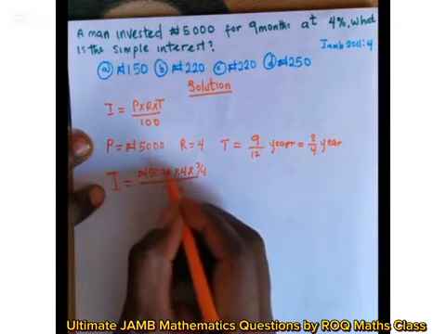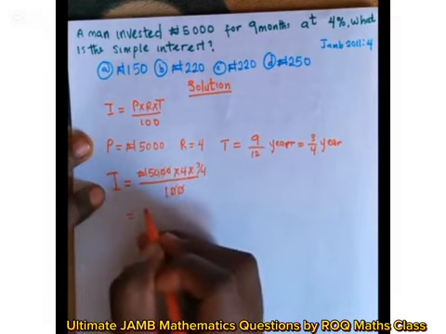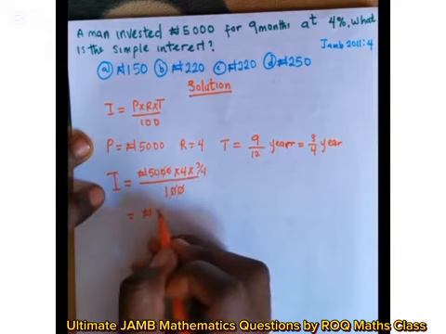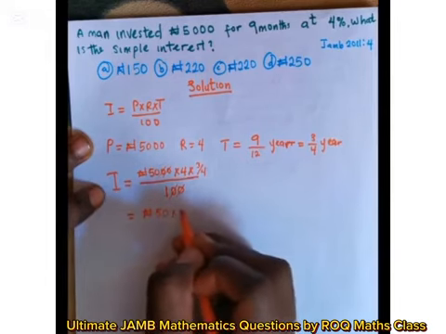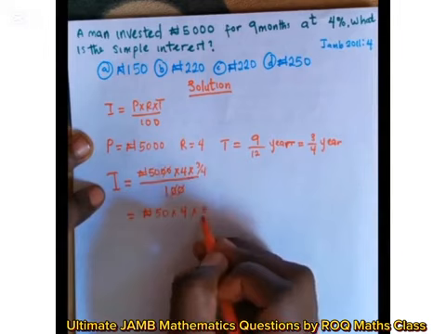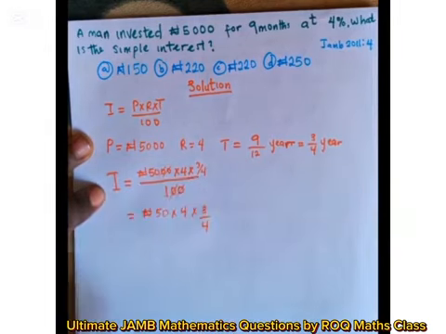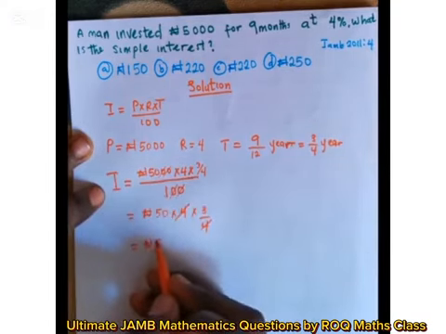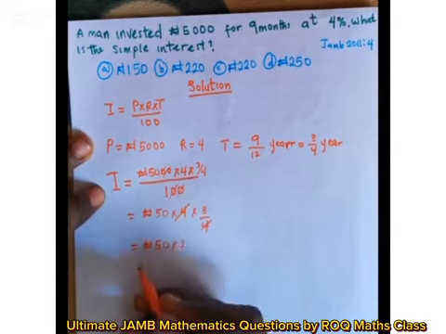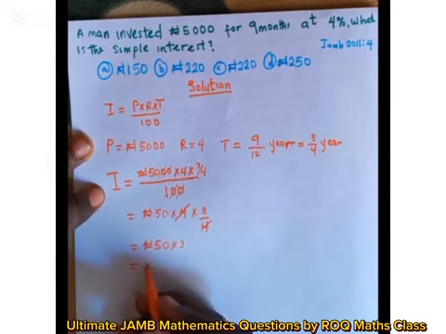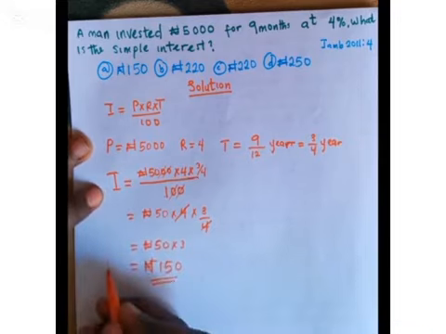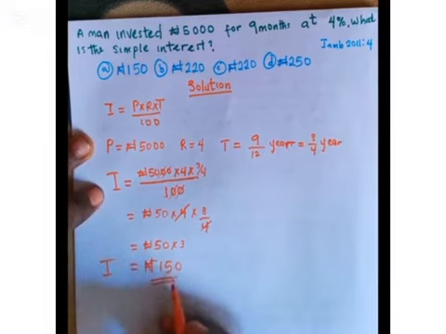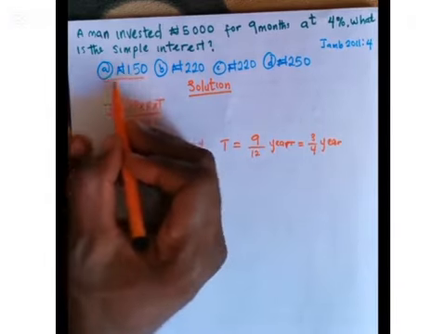0 cancel 0. So we have 50 times 4 times 3 over 4. 4 cancel 4. So I have 50 times 3. And 50 times 3 is equal to 150 naira. So the interest is going to be what? 150 naira, which is same thing as option A.